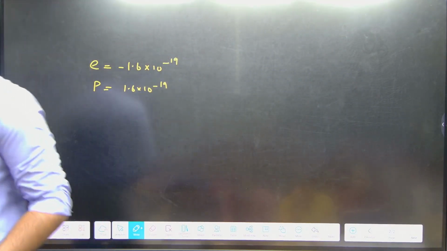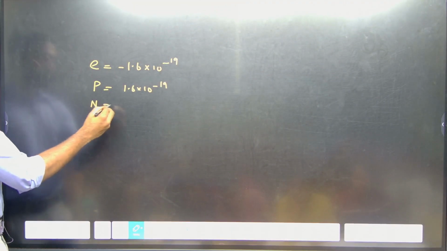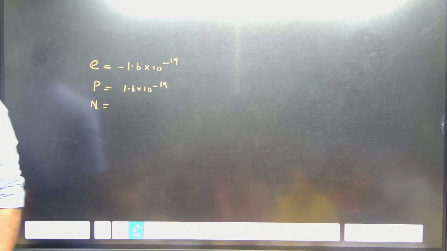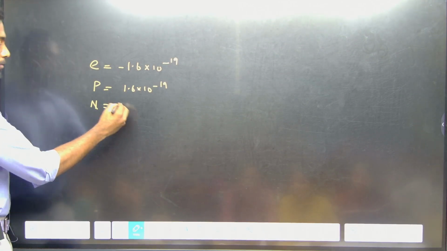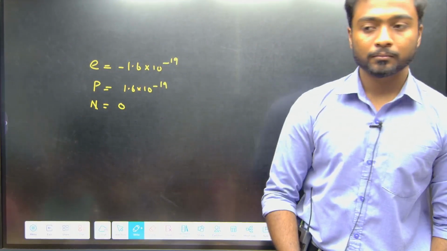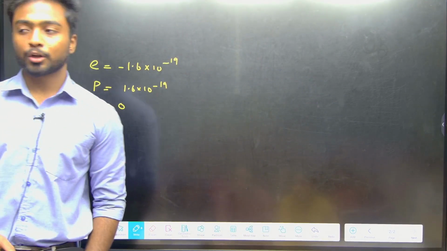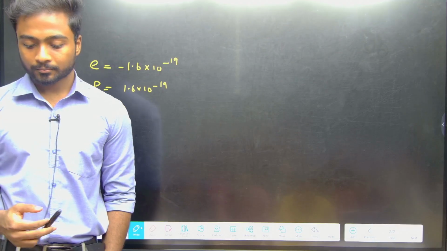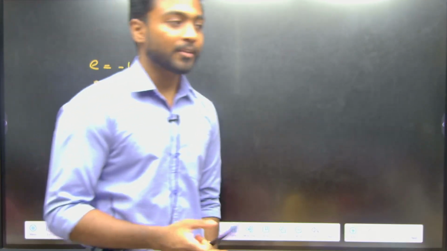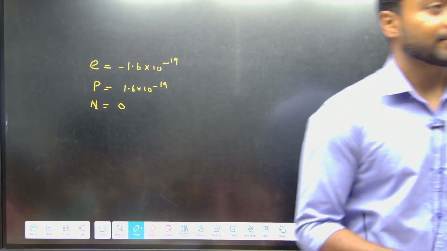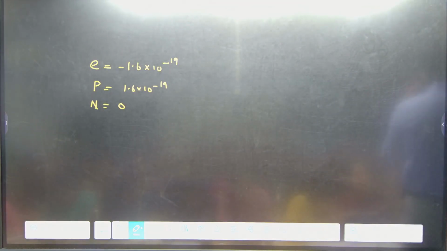So what about neutron? What is the charge of the neutron? Zero. Okay. What is the mass of the proton? You told something, no? 9.1. It will start for electron.